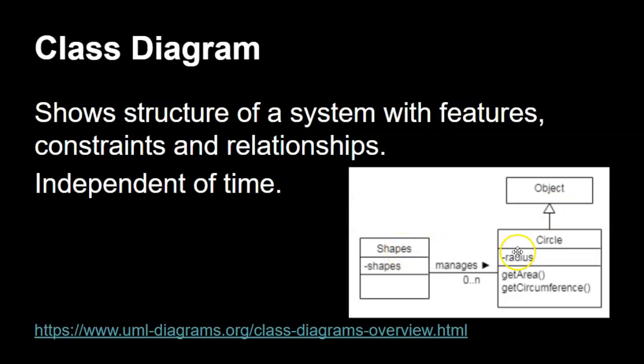The line from Shapes to Circle, manages, essentially that's aggregation. So Shapes has 0 or more instances of Circle, or more specifically, an instance of Shapes manages 0 or more instances of Circle. And so we can have class diagrams to show structure of a system, and this is independent of time. It's the overall structure of a system.